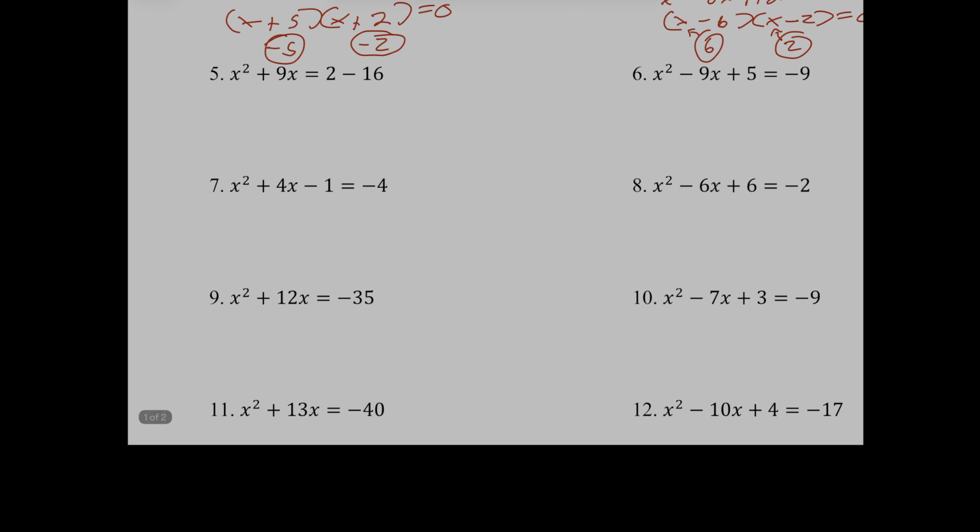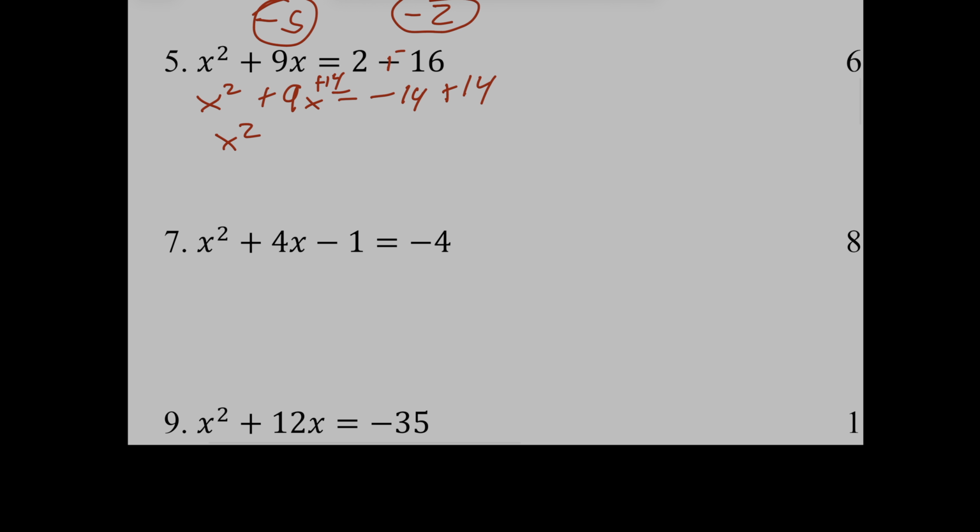Number 5... oh, that's weird. I feel like maybe a mistake happened there, but maybe not. Okay, well, 2 minus 16, add a line, change the sign, is x squared plus 9x equals negative 14. So obviously I'm going to add 14 to both sides. And I'm going to get x squared plus 9x plus 14 equals 0. When I do my parentheses, I'm going to get my x's here. That's going to factor to a plus 7 and a plus 2.